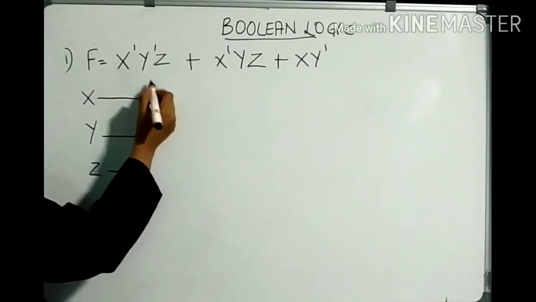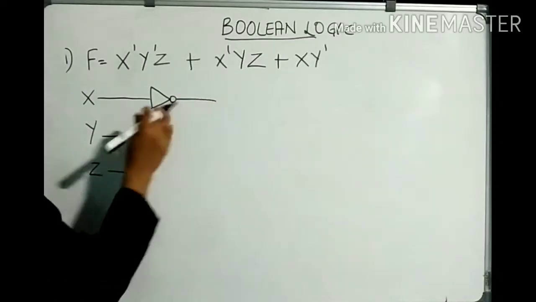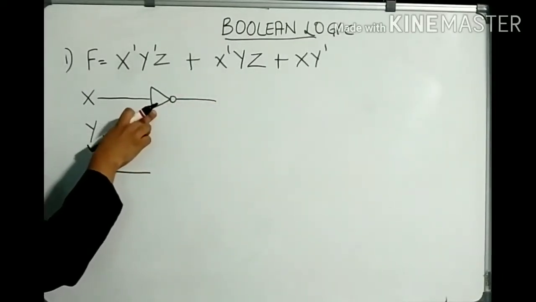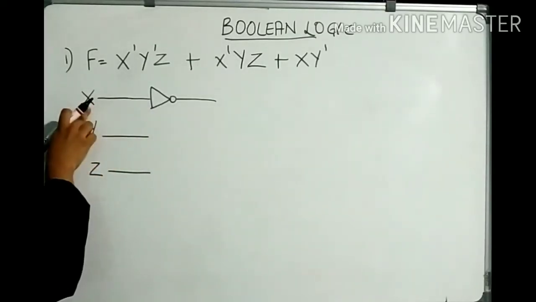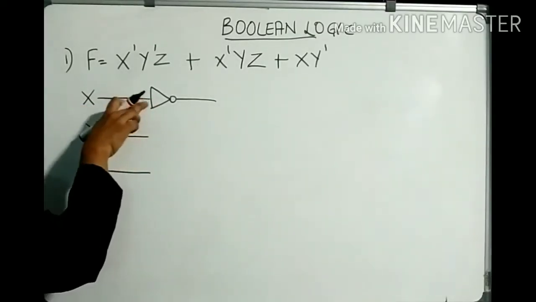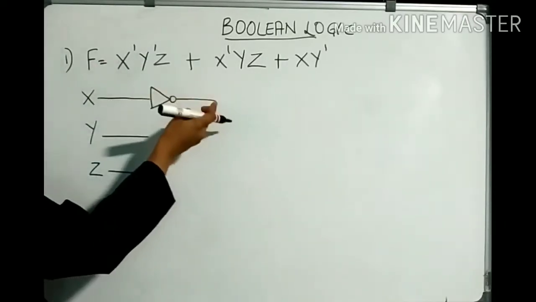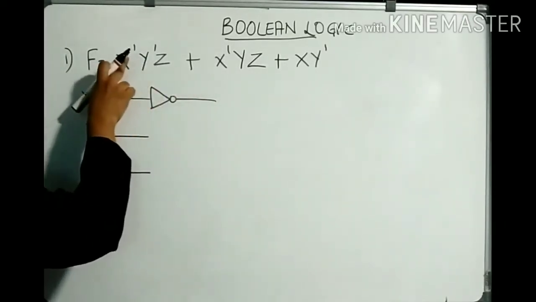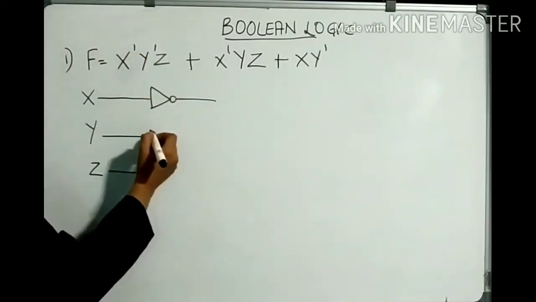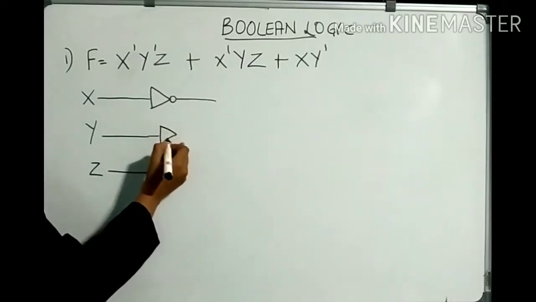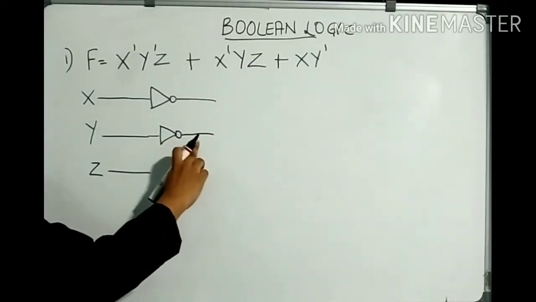Then here first we will consider this one. So we have to find x dash. How can we get x dash? By providing a NOT gate. What is the function of a NOT gate? It will complement the Boolean variable. After x gets into this NOT gate, the output will be x dash or x bar. Then we need y bar or y dash, so I will provide another NOT gate. So here it becomes y dash.